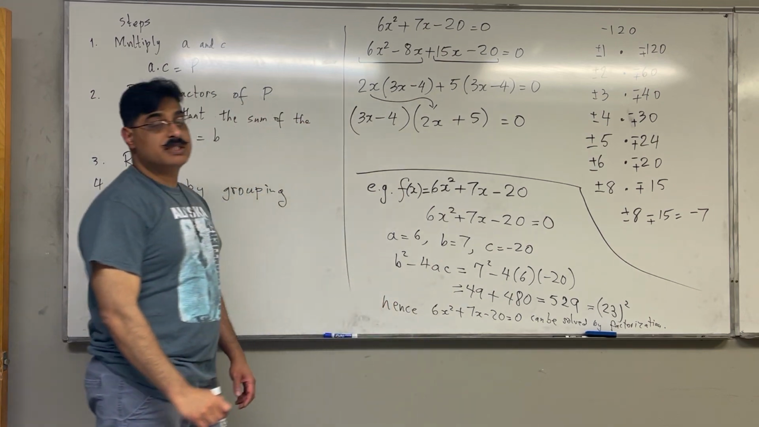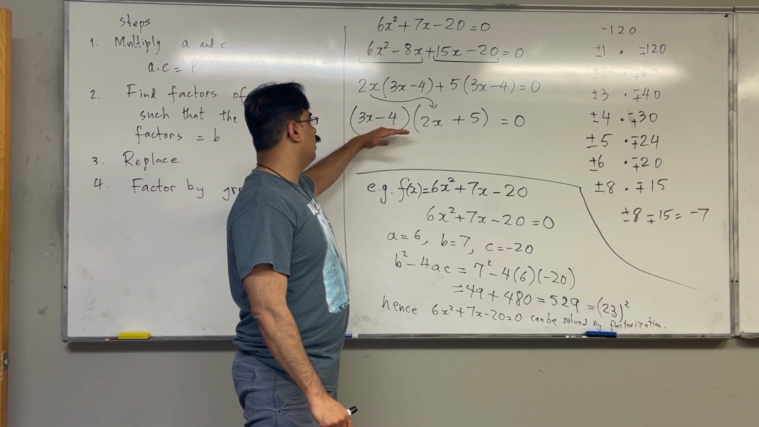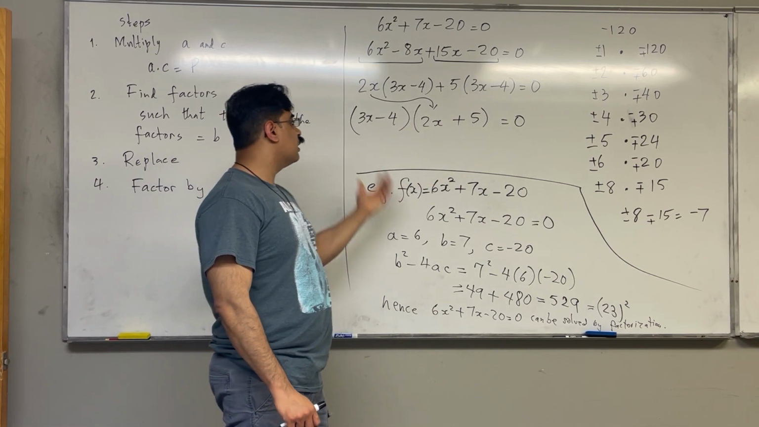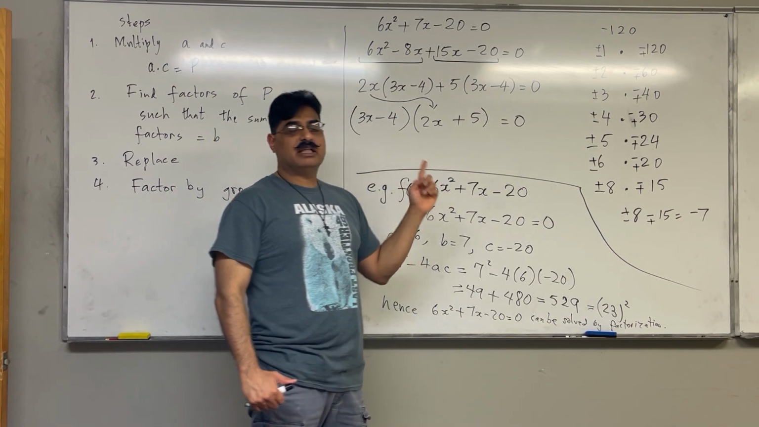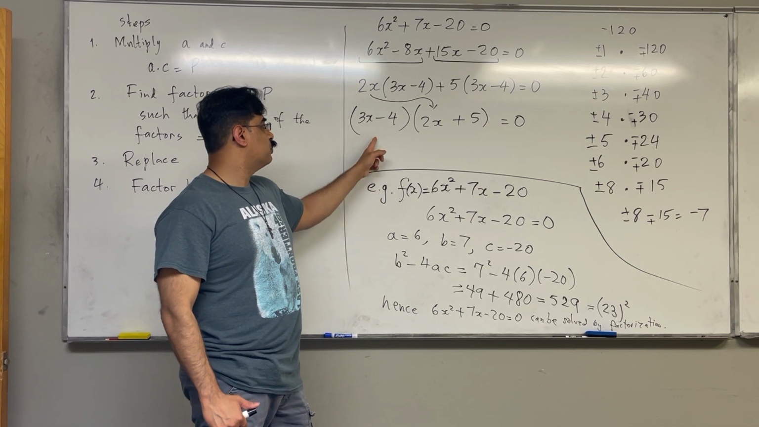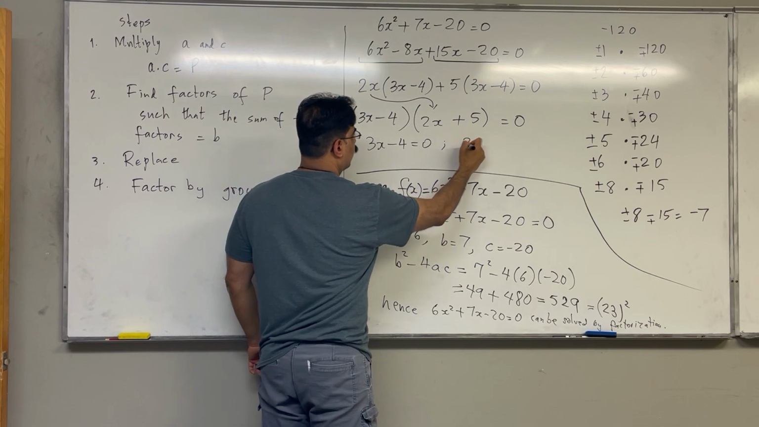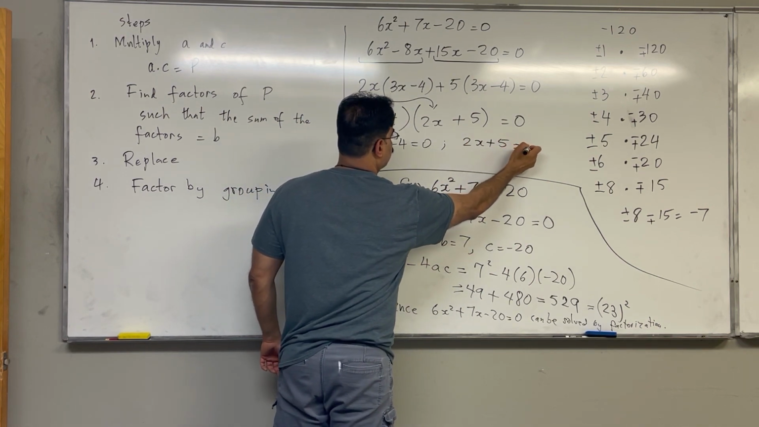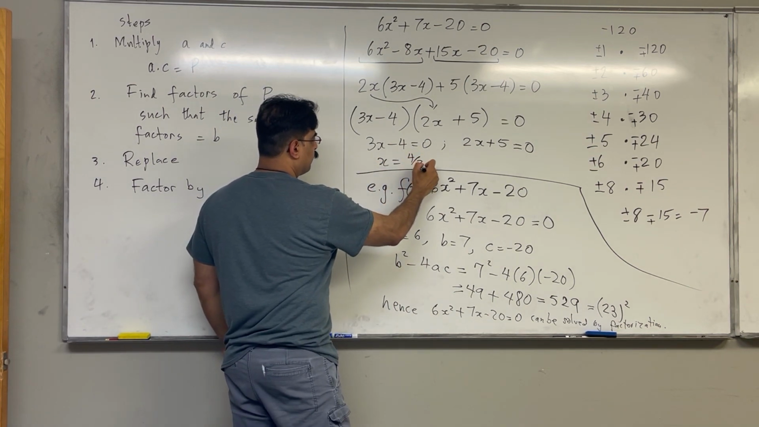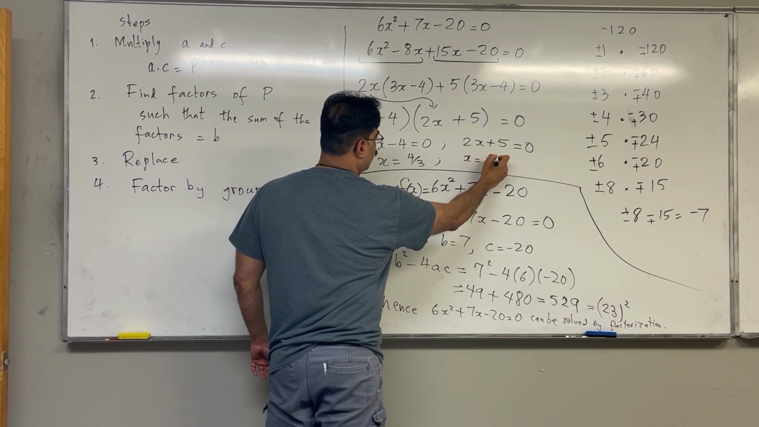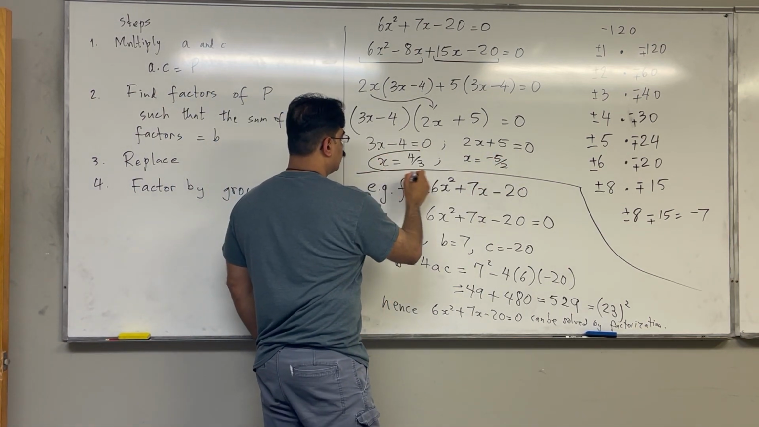Okay, and here is the key step. We are doing this on the set of real numbers. And real numbers have this property that if you're multiplying two things and the answer is 0, then at least one of them has to be 0, which means that either 3x minus 4 is 0 or 2x plus 5 is equal to 0. This would give me x is equal to 4 over 3, and this will give me x is equal to negative 5 over 2. And these are the two solutions.